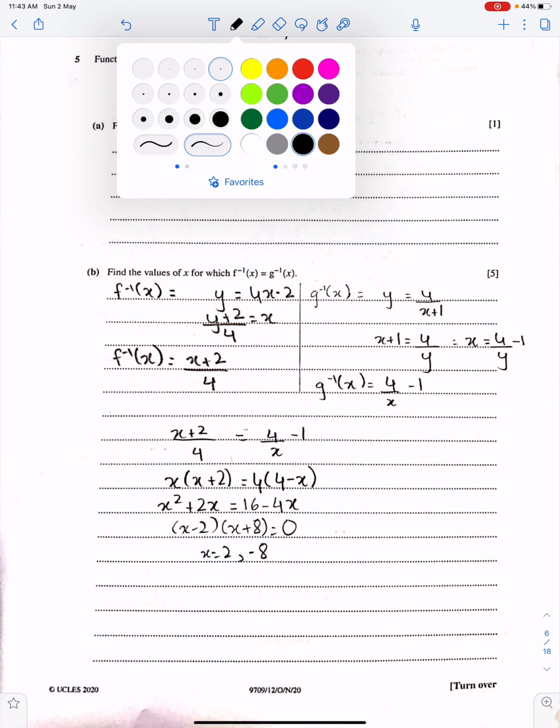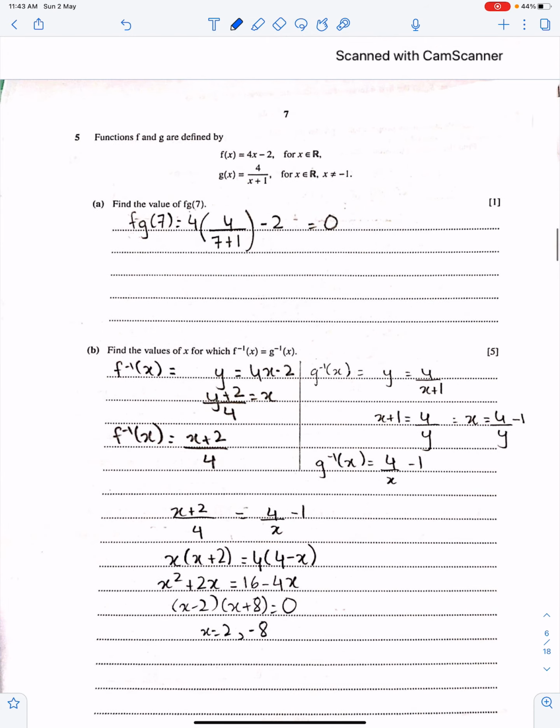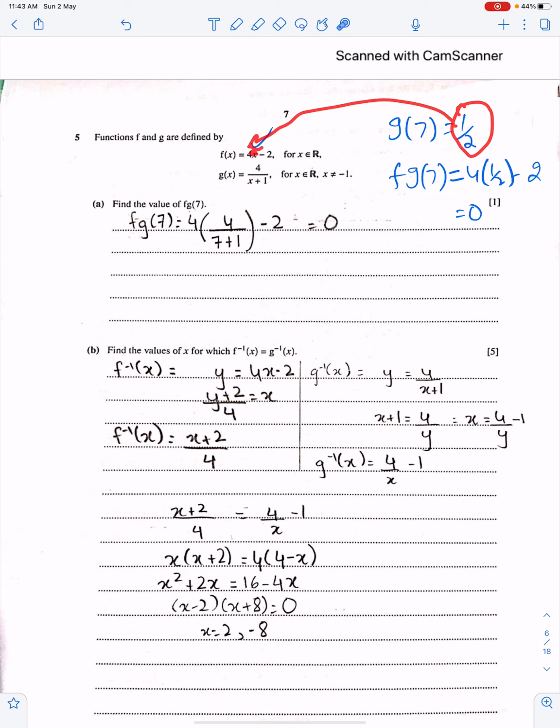Let me solve this in this way. g of 7 is half. Now substitute, this is the direct method. Half here. So the answer is 0. Both methods are fine, and this is the simplest way. First get the value of g(7), then substitute this value here. Replace x of f by half. Your answer is 0. You can use either this method or this method.